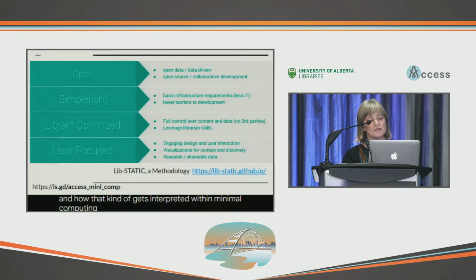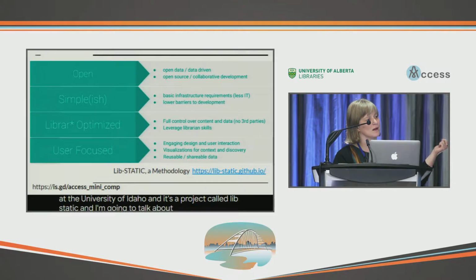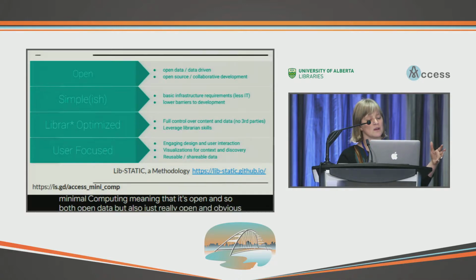The next thing I wanted to introduce was a really good way to conceptualize what minimal computing means, and this is the methodology that was developed by Evan Williamson. He's a digital librarian at the University of Idaho, and it's a project called libstatic, and I'm going to talk about a collection builder in a little bit, and that comes from this methodology. Here he's talking about minimal computing meaning that it's open, so both open data, but also really open and obvious. He also talks about simple systems, so lower barriers of access.